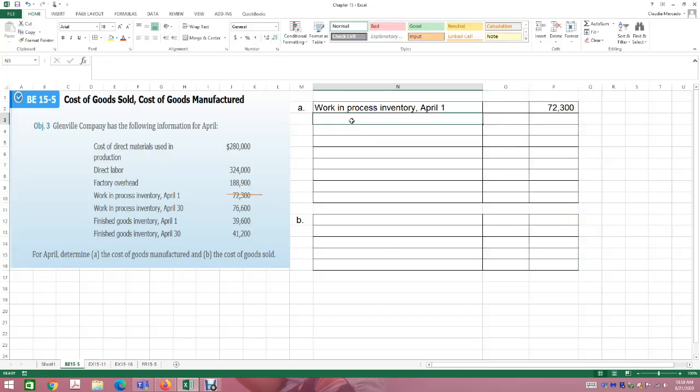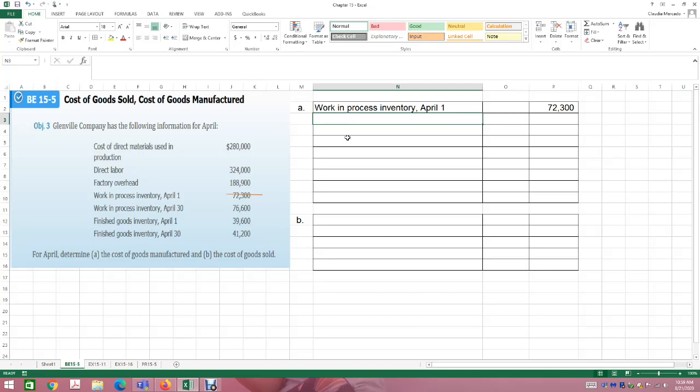Here we go. Okay, now I'm going to figure out how much did I spend during this month, in the month of April, in new production. Yes, we have to finish the goods that were started last month, but on top of that, we're going to start producing new goods this month, in the month of April.